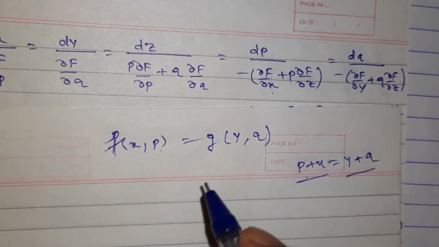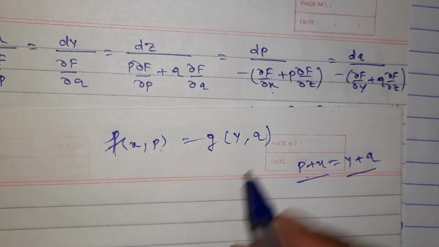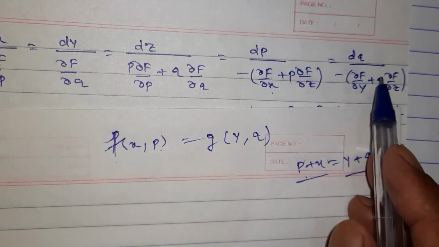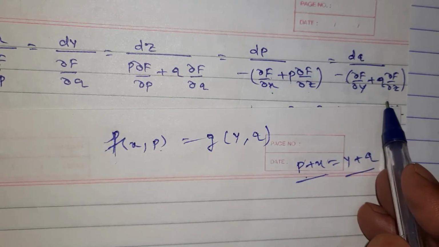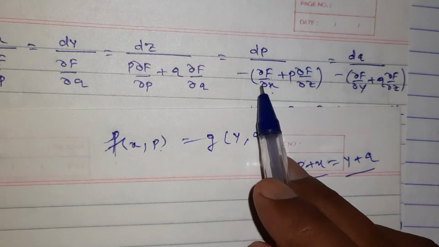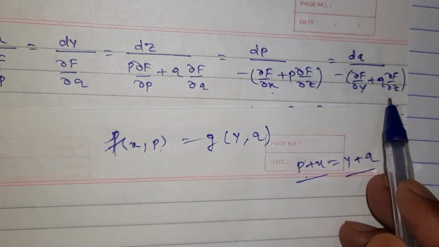Understood? When such a case is there, dou f by dou z is 0 because no z is there. Similarly, dou f by dou z is equal to 0 in q also. So what do I get? Only x and p, and y and q.